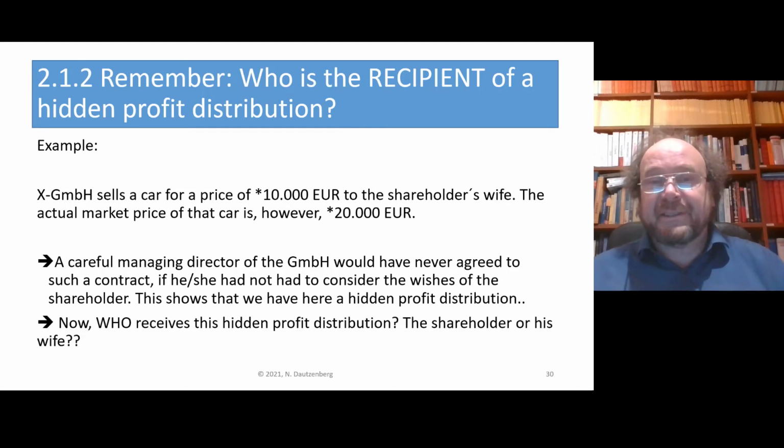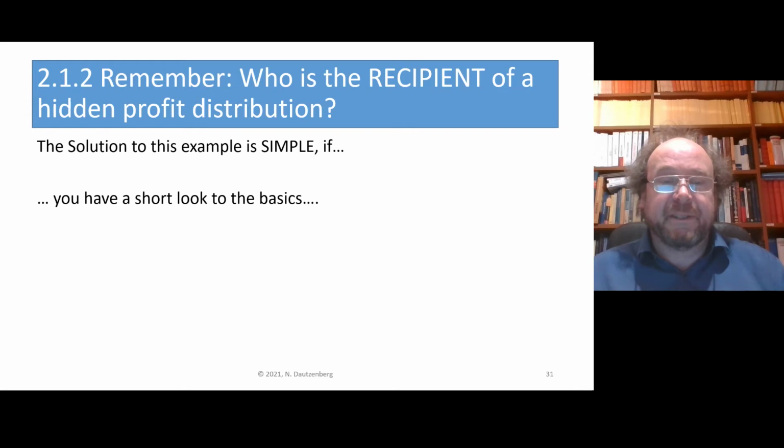Now the question is, who will be taxed on that hidden dividend? You see here that the shareholder's wife is the person who gets the 10,000, but can you tax a shareholder's wife on income from capital if she doesn't own the capital? And so the question is, who will be taxed? And the answer is plain and simple. Look again to the basics.